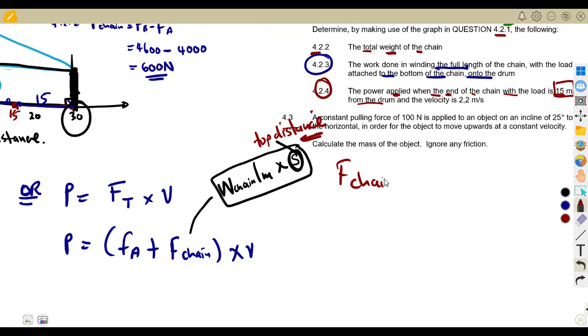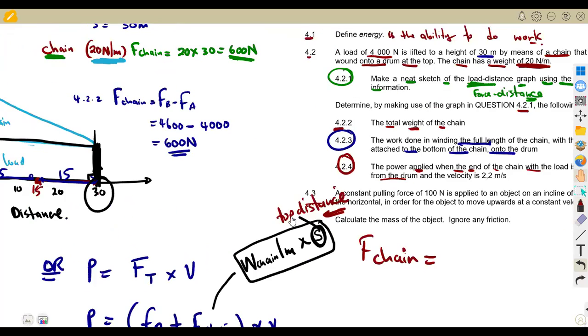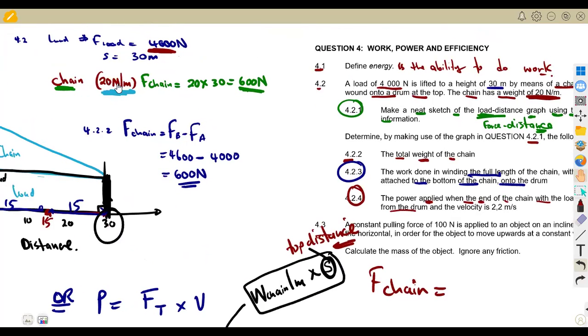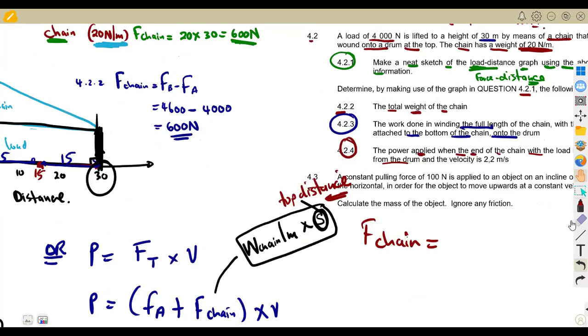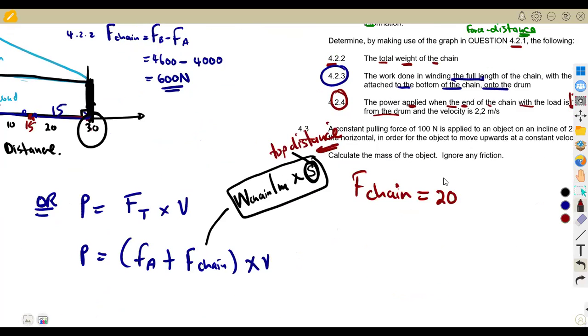Let's consider the weight of the chain first. The weight of the chain, which is the force of the chain: remember, the force of the chain per meter is 20 Newton per meter. So it's 20 Newton per meter times the distance, which is 15 meters from the top. If we multiply this, what are we going to get? 20 times 15 will be 300. So this will give us 300 Newton as the force of the chain from the 15 meters top distance. So this is what you're going to do now to calculate power.